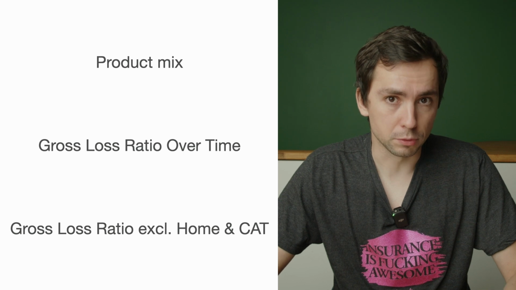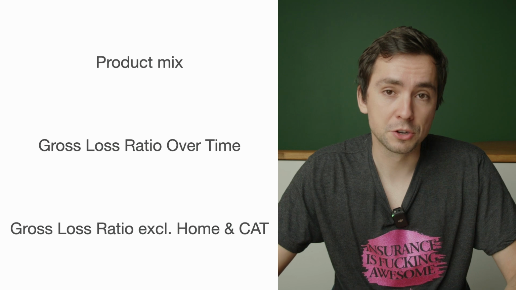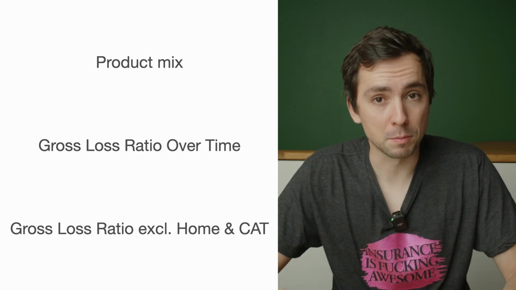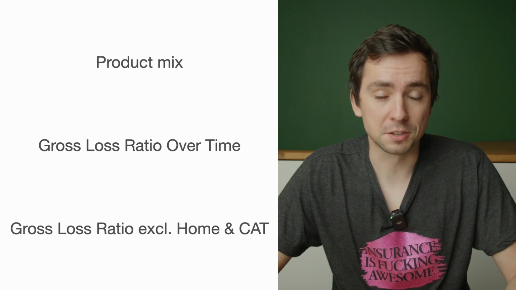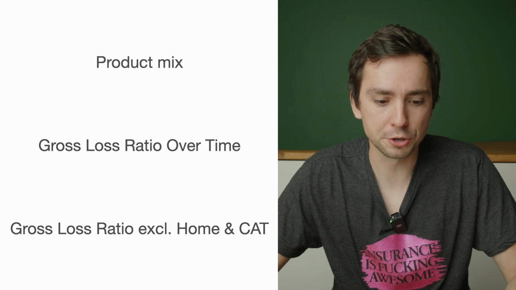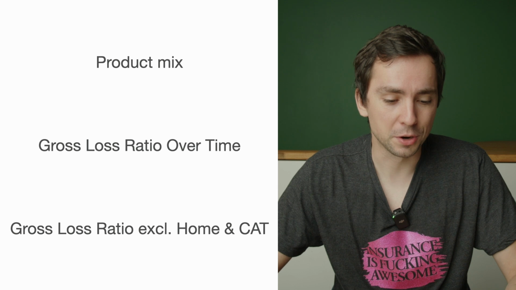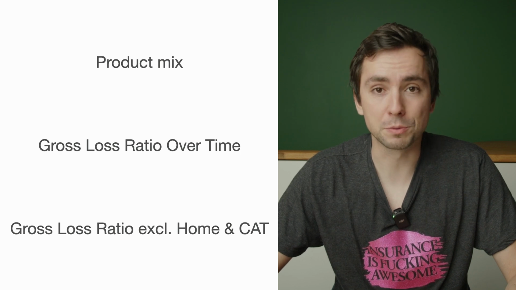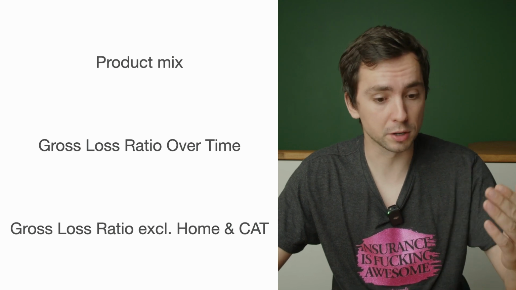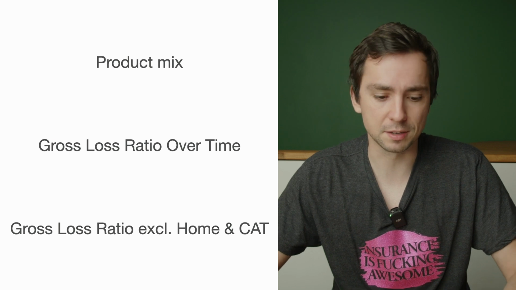Then, second of all, we will look at the gross loss ratio over time. Not the total gross loss ratio, that's easy, they publish it, but really the gross loss ratio over time for each individual product line, which is something they don't publish and is something that is very interesting, especially when you try to model out into the future. And once again, I think I have managed to find out what the gross loss ratio for each product line is and how it has changed throughout time.